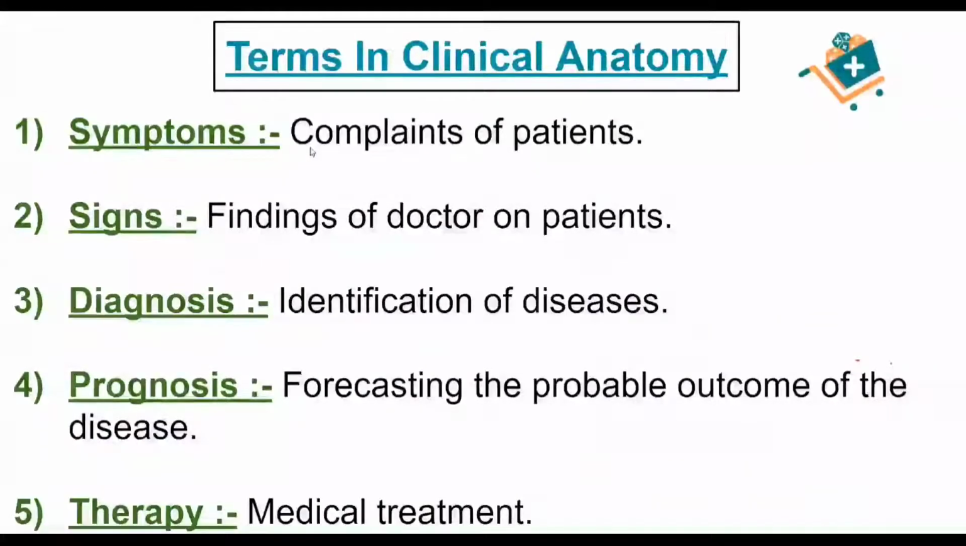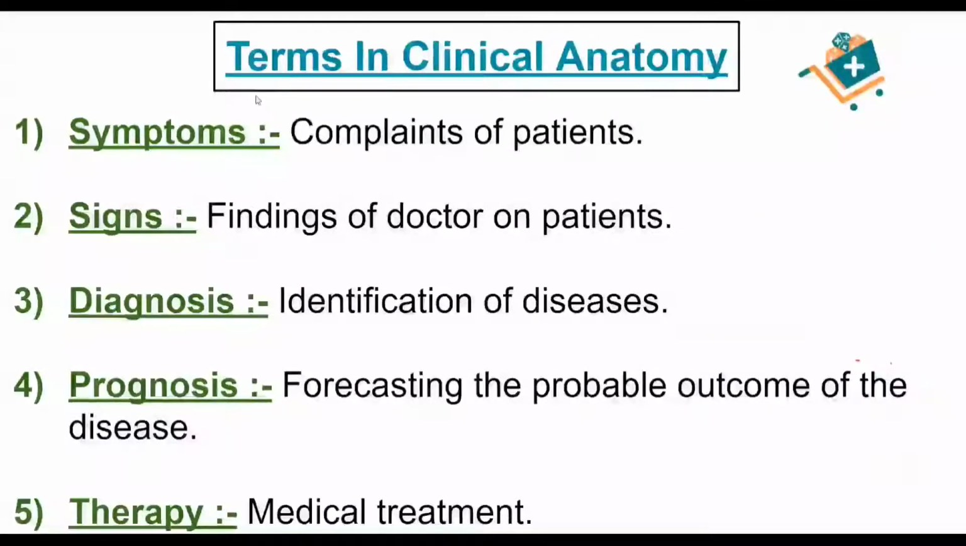Whatever the complaints of the patients are, in the patient's language, those are the symptoms, and the doctor's findings are the signs. And after all these signs and symptoms, the doctor will give some tests and identify a disease. After some tests and reports, the doctor will find that he or she is having some food poisoning. So that is the diagnosis. He has diagnosed the disease. Now, prognosis means the probable outcome of the disease.